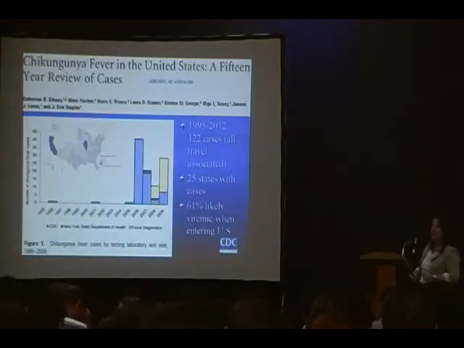And if we look just at what happened in the U.S. in terms of number of imported cases, we see for years there were a few cases here and there, but suddenly starting in 2005, a tremendous increase in the number of travelers bringing the virus into the U.S.